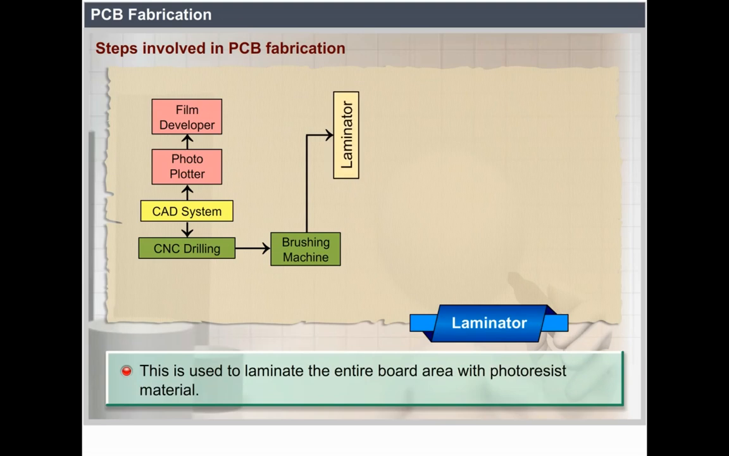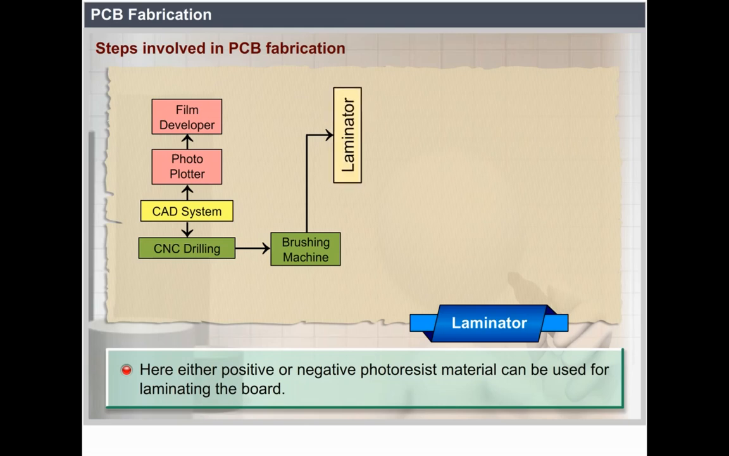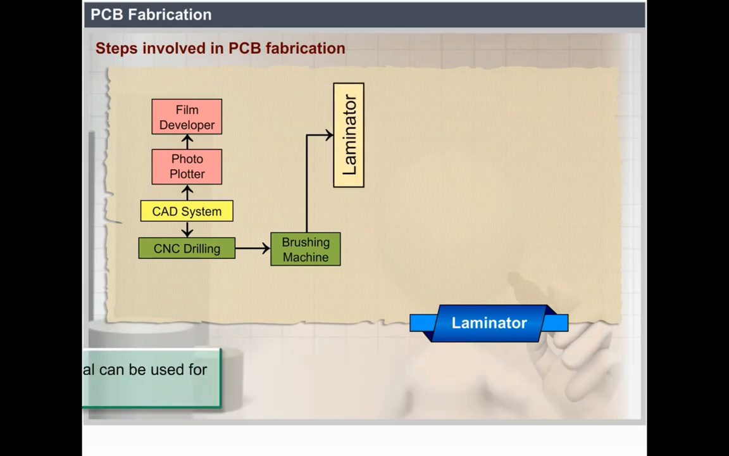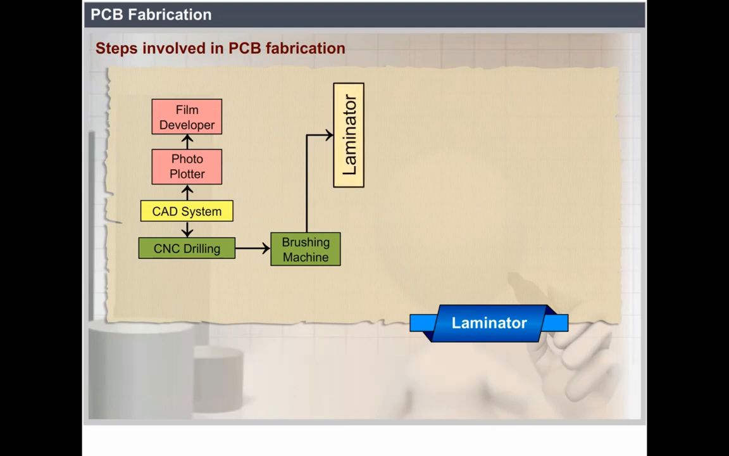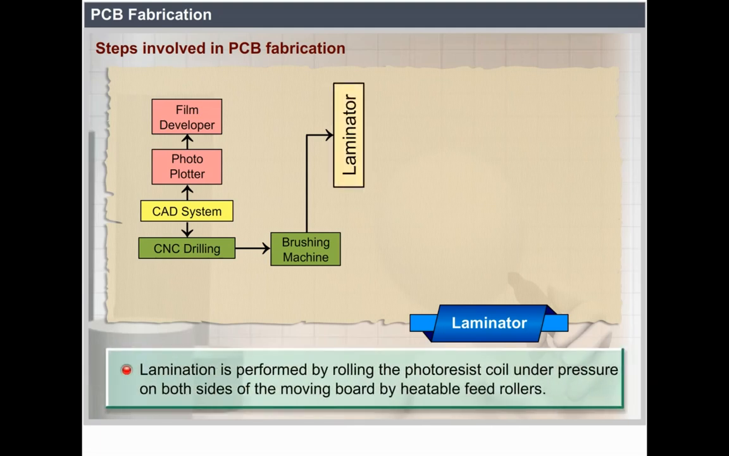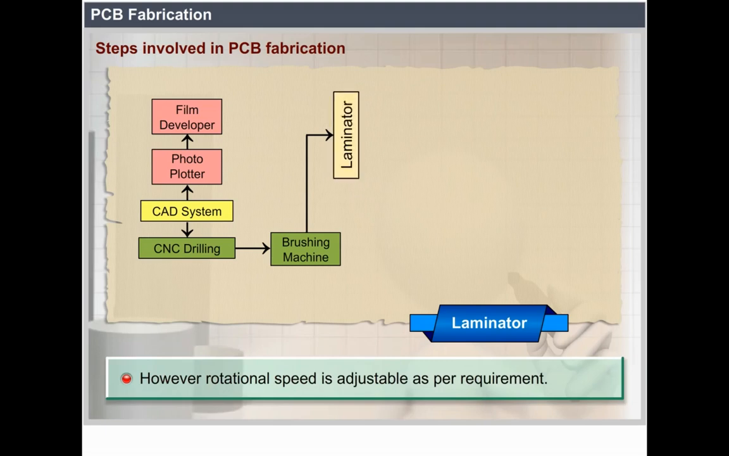This is used to laminate the entire board area with photoresist material. Here either positive or negative photoresist material can be used for laminating the board. We generally use negative photoresist. Lamination is performed by rolling the photoresist coil under pressure on both sides of the moving board by heated feed rollers. However, rotational speed is adjustable as per the requirement.